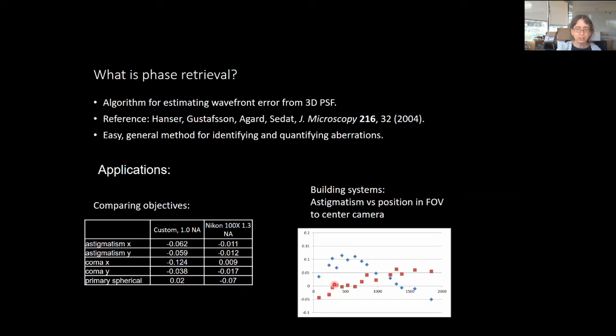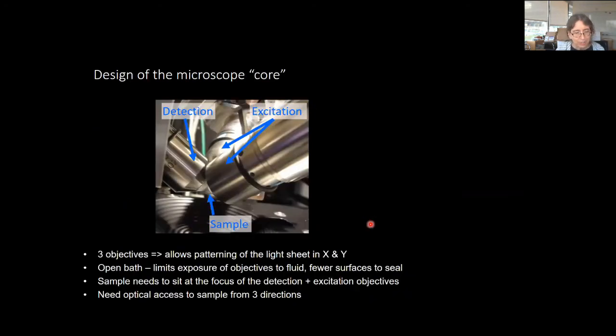The other thing that I really love it for is centering things. When you're trying to find the center of the field of view of your objective, you usually do that by balancing aberrations in different parts of the field. To measure the aberrations in different parts of the field, you can just image the whole field and fit those 3D point spread functions from across the field and see if the aberrations are balanced or not.